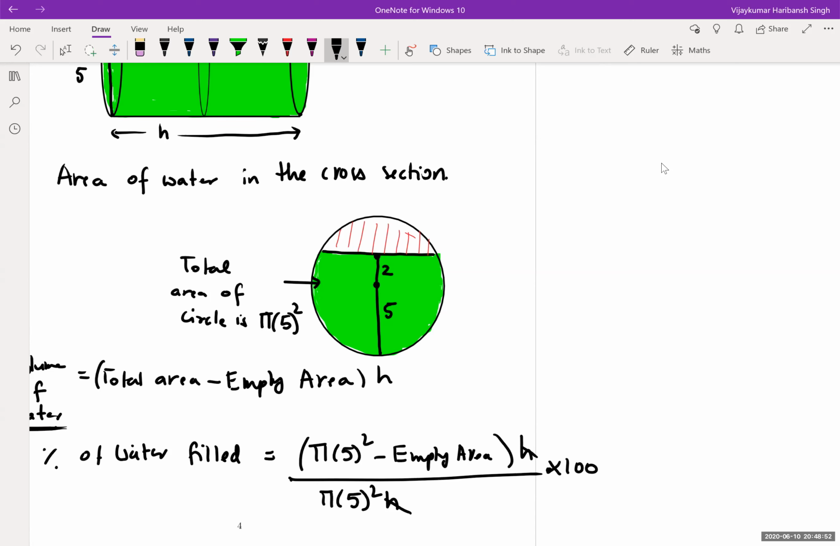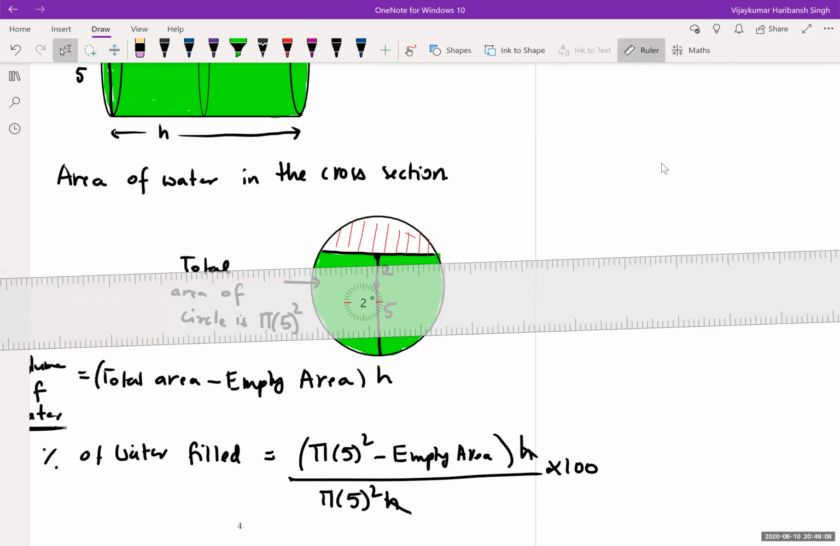So essentially we want to find out the empty area. So what is the empty area? We want to find out this area. So we'll try to find out this area by doing the following.